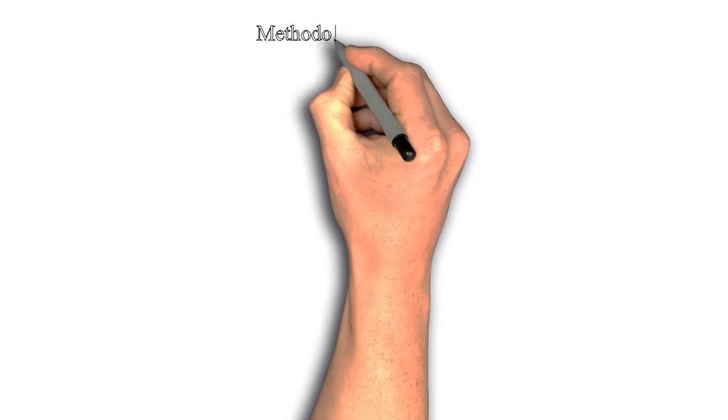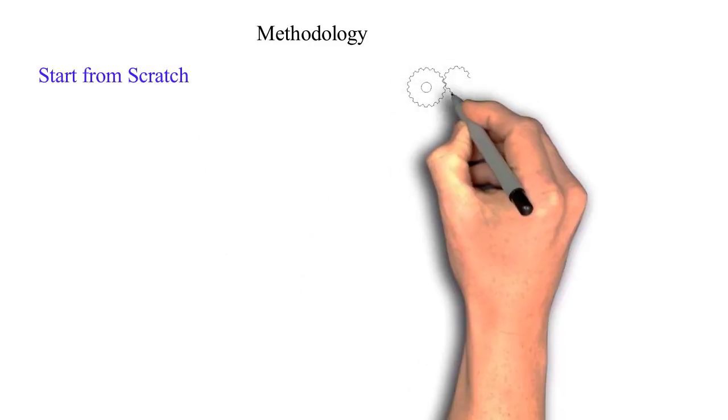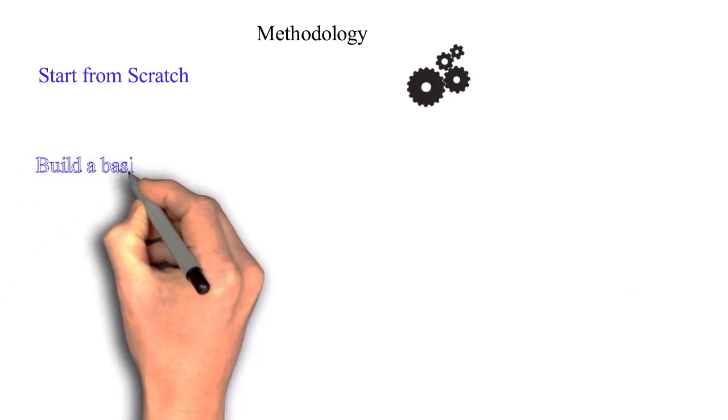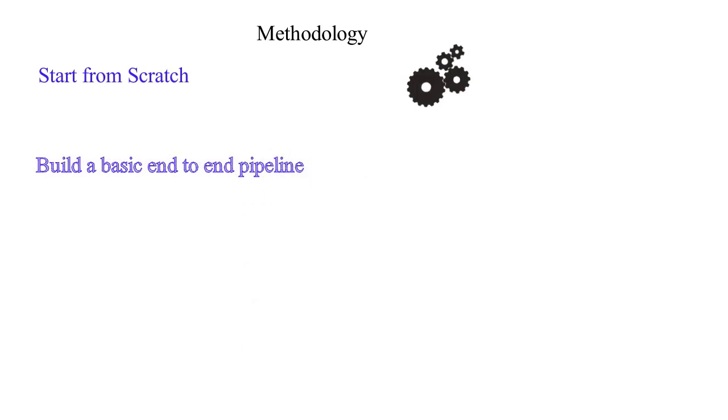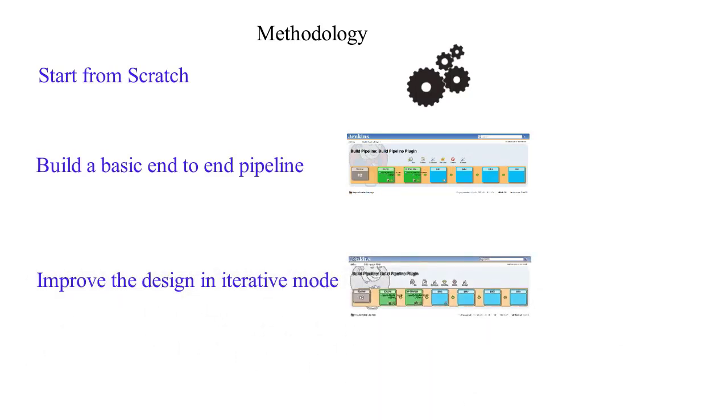Okay, so here is what we are going to do. I'm going to pretend that you just bought a new laptop or a desktop and you have no tools installed on your machine. So we are going to download these tools, install these tools, configure these tools, and use these tools to build a basic end-to-end DevOps pipeline. We are then going to take an iterative approach to make improvements to the design as we go. Sounds good? Let's keep going.